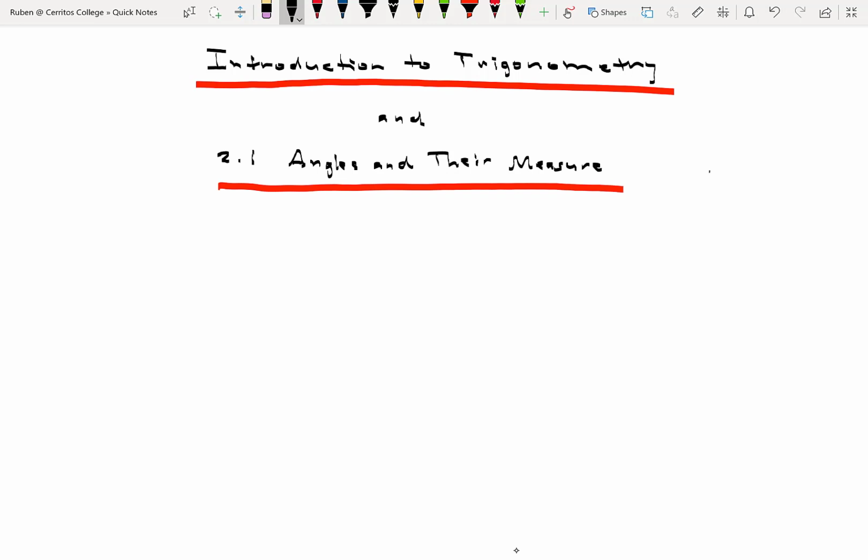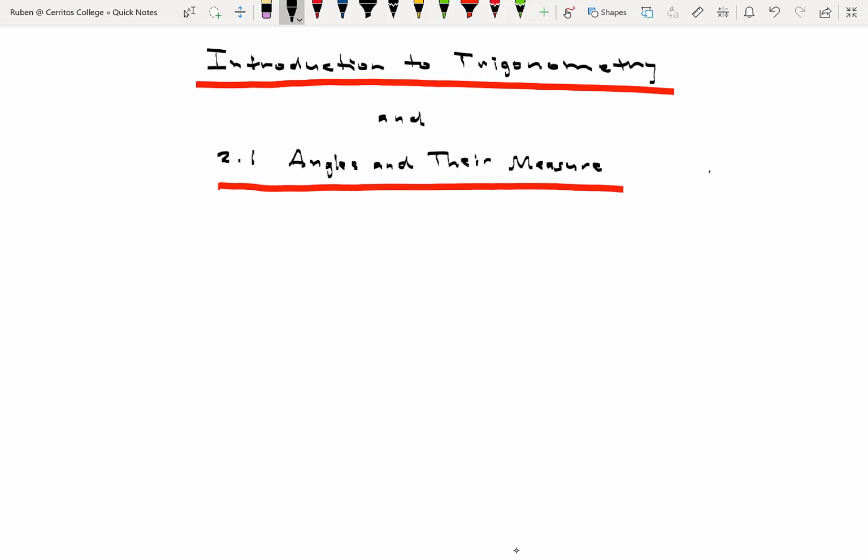So the first thing I'd like to do is to give you an introduction to trigonometry. That is, what is trigonometry and where does it fit into your mathematics sequences as science majors. Most students who take trigonometry are in fact majoring in a STEM field: science, technology, engineering, or mathematics. And it's a very, very important topic.